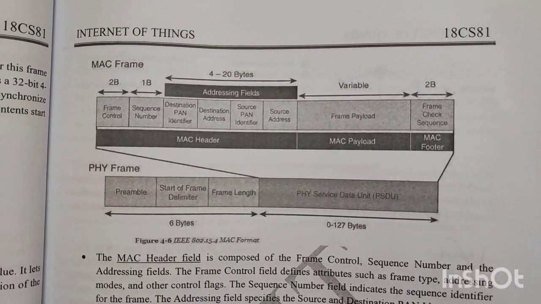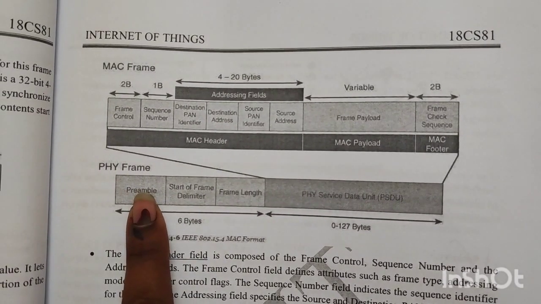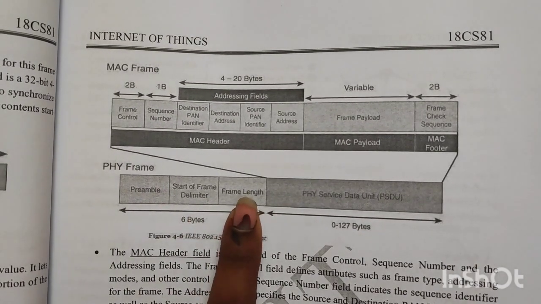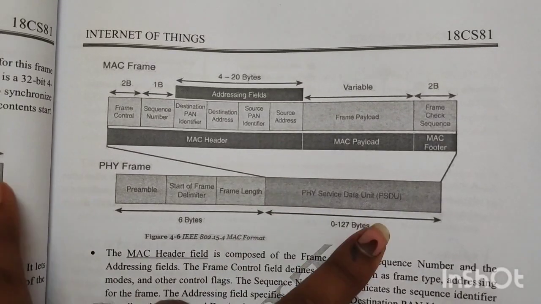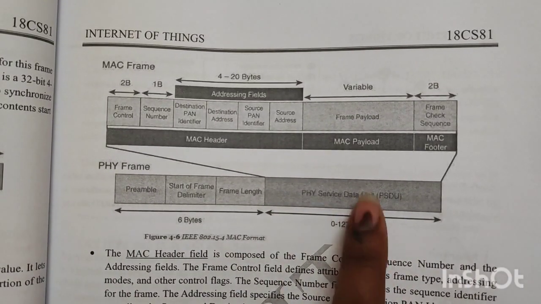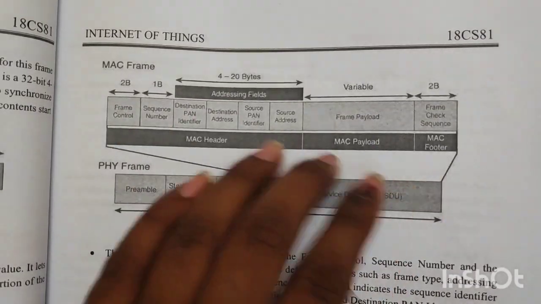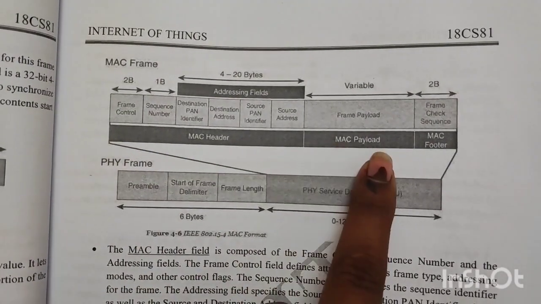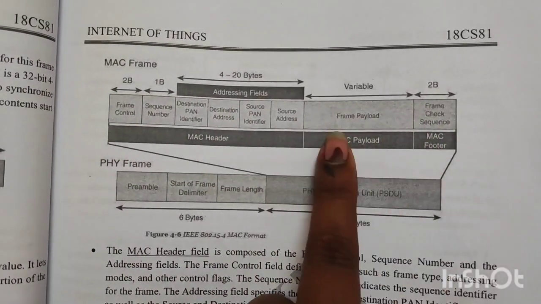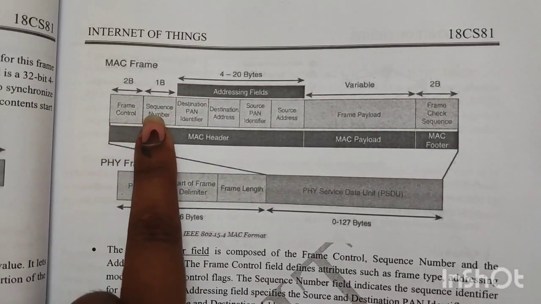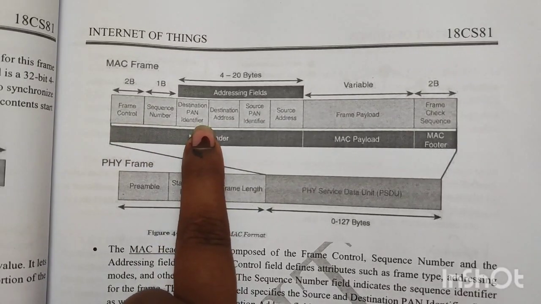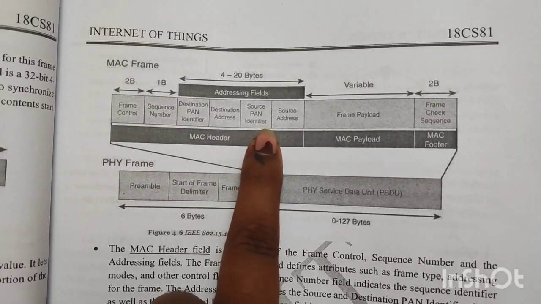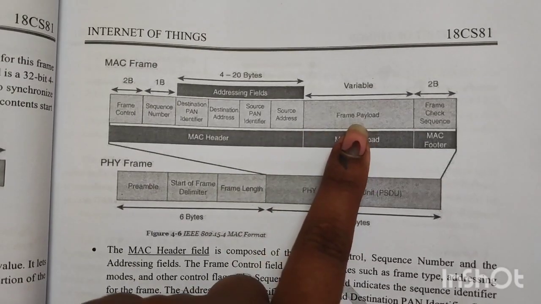So this is your MAC frame. What happens here is you have a preamble, like in the PHY format, a start frame delimiter and frame length, and then the PHY service data unit. Now it splits, because you are giving a MAC layer view. Here you have a MAC header, MAC payload, and MAC footer. In the header section, you have frame control, sequence number, destination PAN identification, destination address, source PAN identification, source address, and then the frame payload.